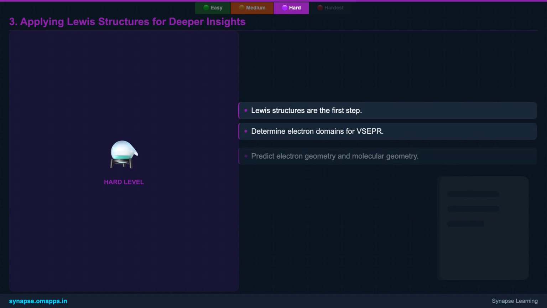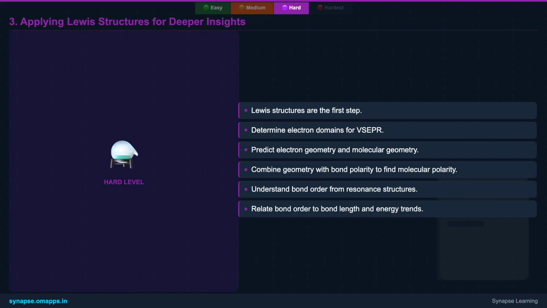So, in essence, Lewis structures are a starting point. They help us count electrons, identify bond types, and set the stage for VSEPR theory to predict geometry. This geometry, combined with bond polarity, determines the molecule's overall polarity. Understanding these relationships allows us to predict a molecule's physical properties and even some aspects of its reactivity. Remember, while Lewis structures are simplified, they are foundational for building a more comprehensive understanding of chemical bonding.